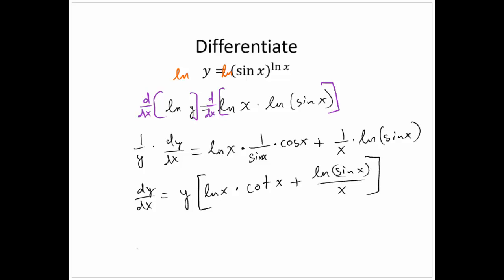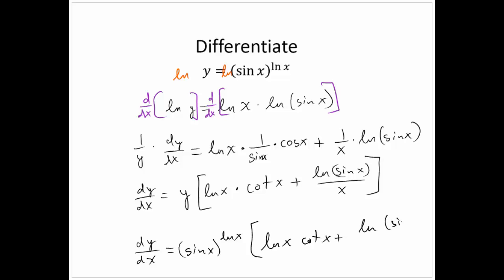And writing this entirely in terms of x, dy dx would equal sine x to the natural log x times natural log x cotangent x plus the natural log of sine x over x. Alright, that concludes this section.